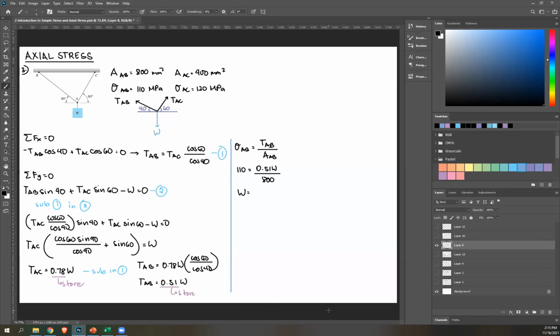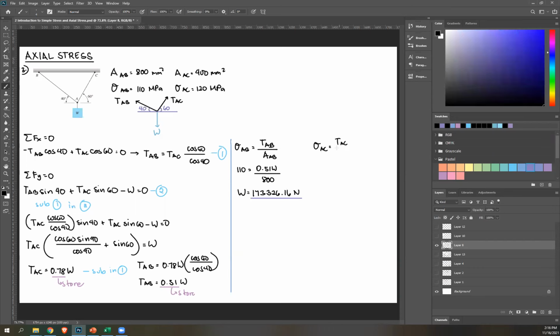It's 173,326.16 Newton. Okay? So that's not our answer yet. That's a possible answer. So just have that on the side. And now let's move on to stress in AC.